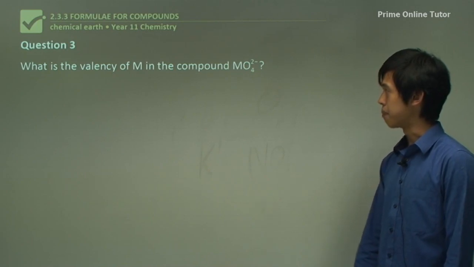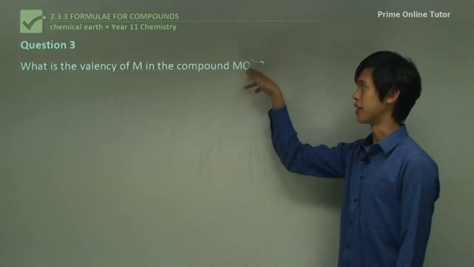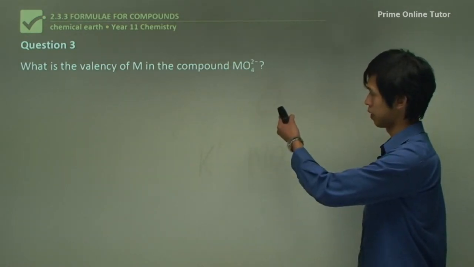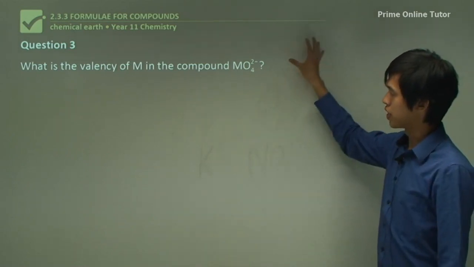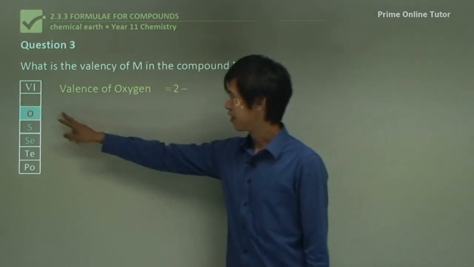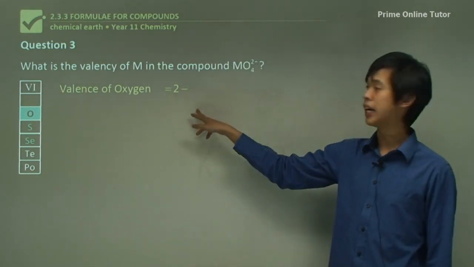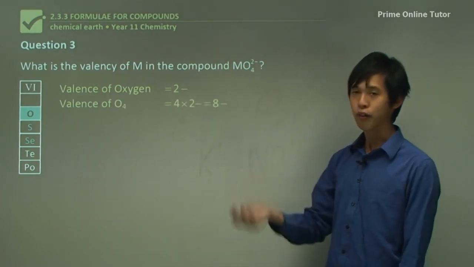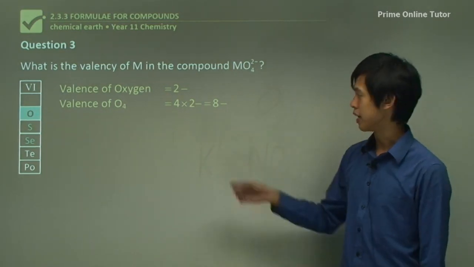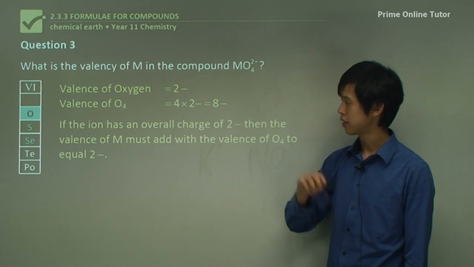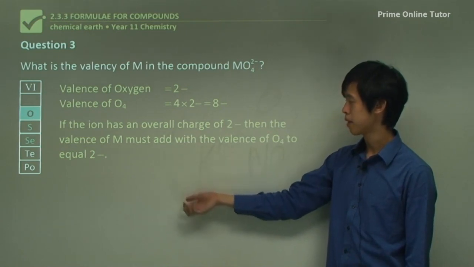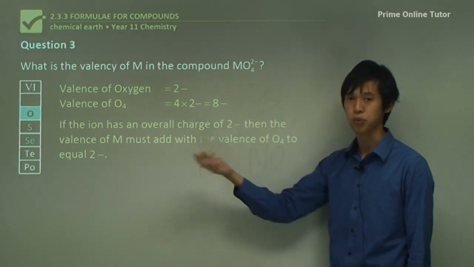And what is the valency of M in the compound MO4 2-? So this sort of permanganate ion, what is the valency of M? Okay? So if we go in our periodic table, the valency of oxygen is usually 2-. And if there are 4 of them, the valence or the charge of 4 oxygen atoms becomes -8. Now, if the ion has an overall charge of 2-, then the valence of M must add with the valence of O4 to equal 2-, right?